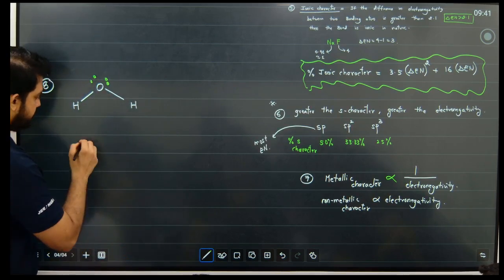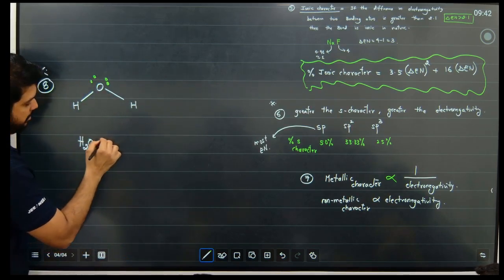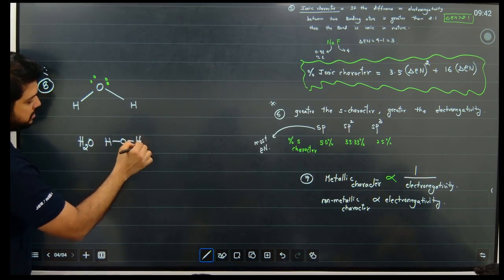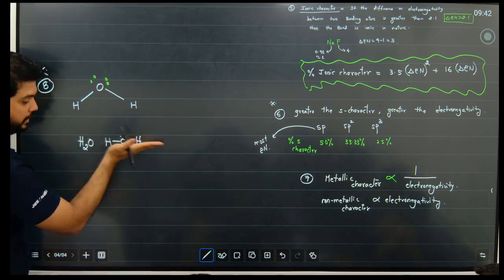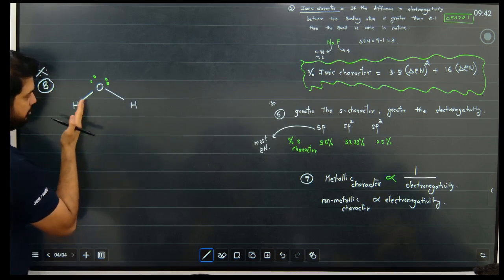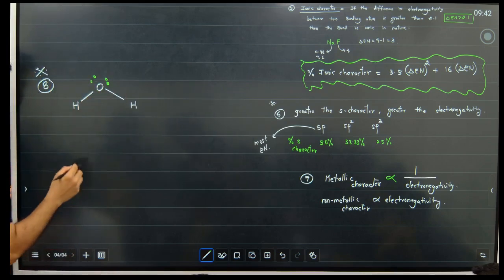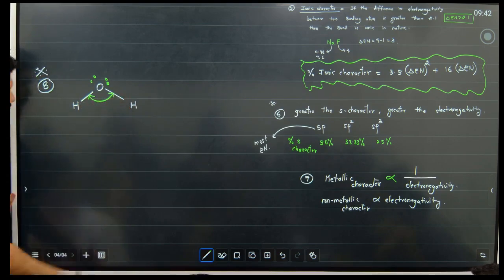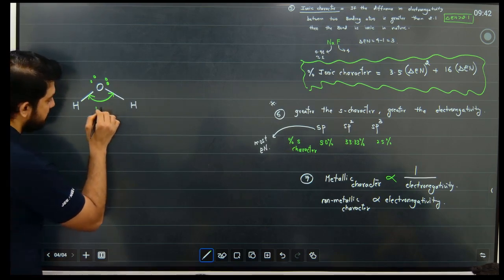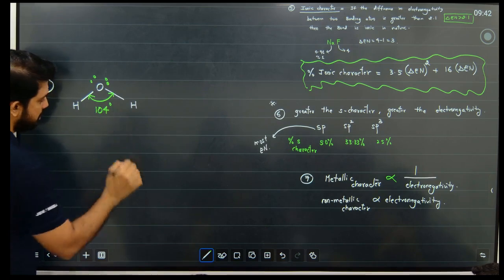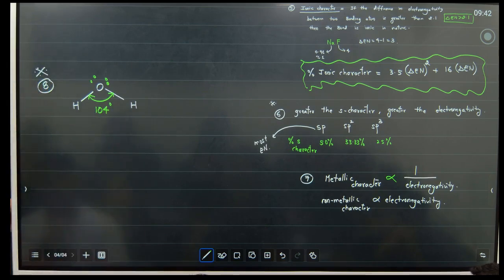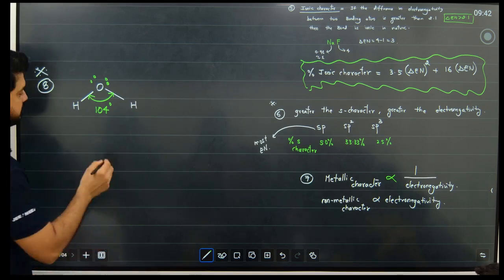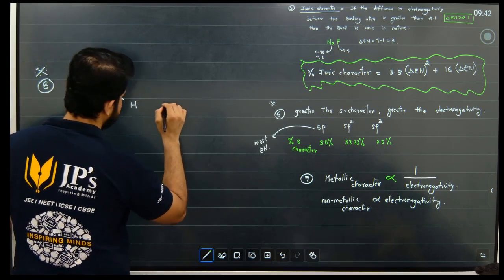Water usually we draw and write like this, but we write that for our convenience. It is not a linear molecule. Water is V-shaped, and this we call the bond angle. And the bond angle in water is around 104 degrees. Now, similar to this structure, we have one more structure.